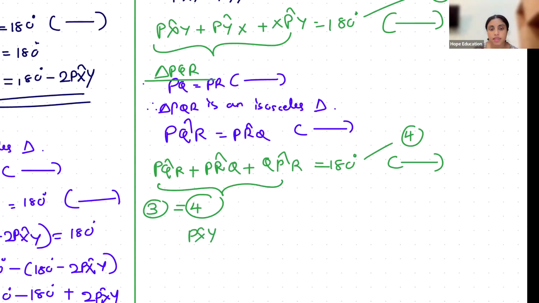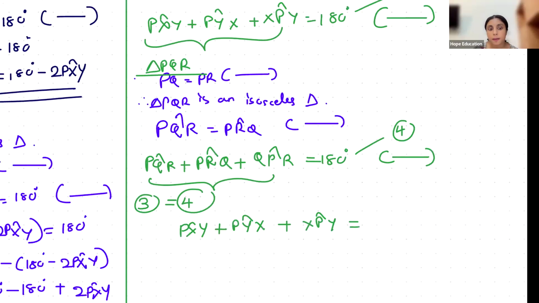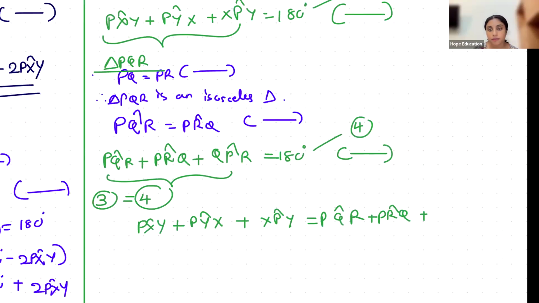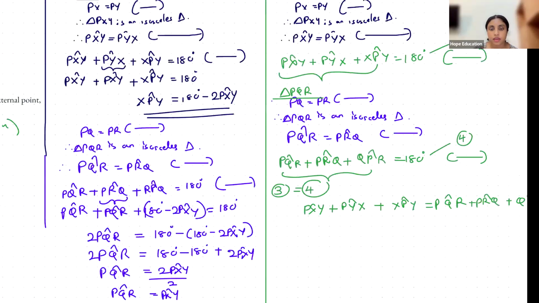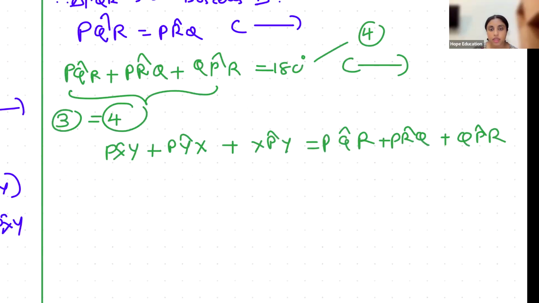PXY plus PYX plus XPY equals PQR plus PRQ plus QPR. And you can see that XPY and QPR are both the same thing. We are talking about this one. Therefore, they are both equal. I will write XPY is equal to QPR. So I can cancel them off. Right? I can cancel them off.